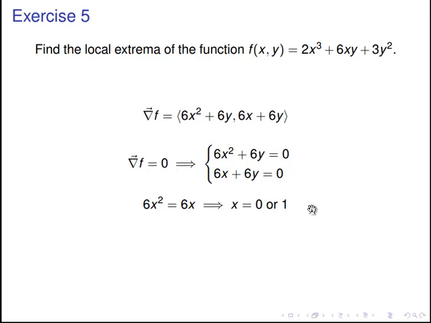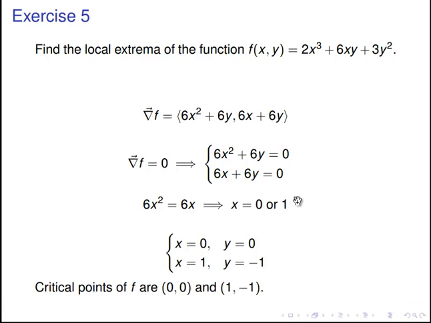Okay, if x is equal to 0, we'll look at this bottom one. That'll go away, and then 6y will be 0, so y would have to be 0. Okay, and so what if x is equal to 1? Well, if x is equal to 1, then you have 6 plus 6y is 0, so y would have to be negative 1. Alright, so those are the two critical points we'll get: 0, 0, and 1, negative 1.